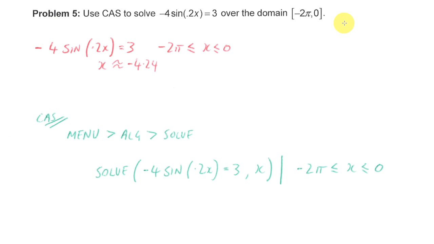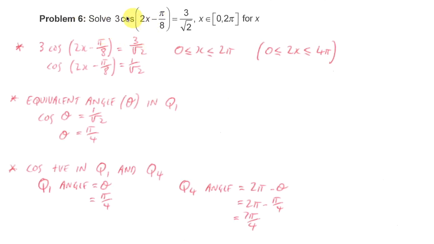Okay, so problem 6, it's a far more complicated looking equation, but we've got 3 lots of cos of 2x minus pi on 8 equaling 3 over the square root of 2. And we're looking for solutions that satisfy the domain between 0 and 2 pi for x. This is as complicated as it gets. Alright, to begin with, I write down the equation. I now divide both sides by 3 and I get 1 over the square root of 2.